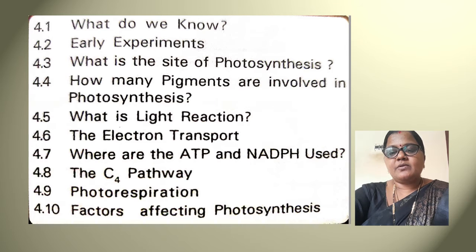Next topic, where are the ATP and NADPH used? And another topic is the C4 pathway. Next one is photorespiration, and the last topic is what are the factors affecting photosynthesis. So these are the topics that come under photosynthesis in higher plants. Now I will explain them one by one.